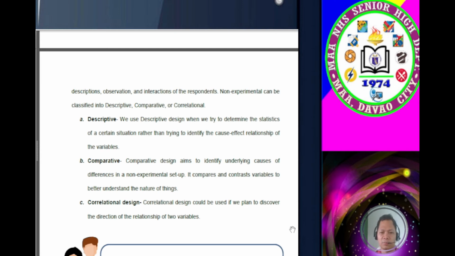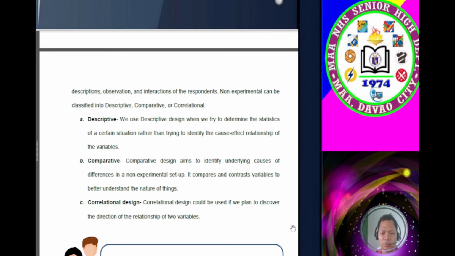Descriptive. We use this when we try to determine the statistics of a certain situation rather than trying to identify the cause-effect relationship of the variables. A simple example: you would like to determine the prepared snacks of your classmates. Were they French fries, burger, or spaghetti? You will use frequencies and percentages. That is descriptive design.